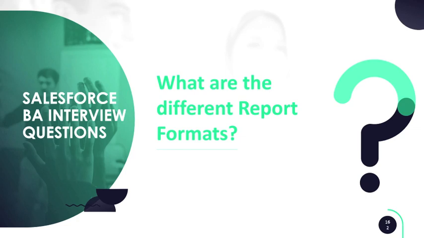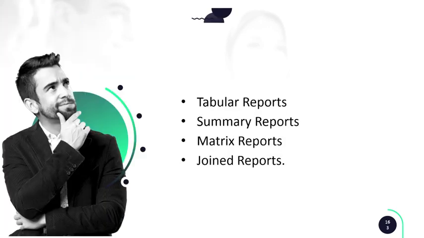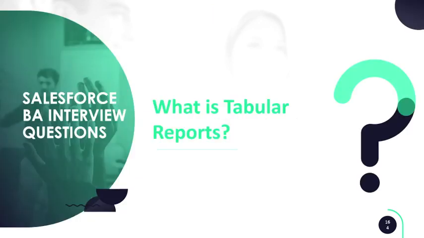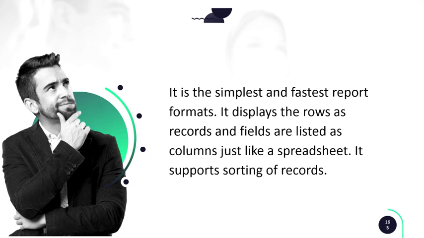Number 23. What are the different report formats? Tabular reports, summary reports, matrix reports, joined reports. Number 24. What are tabular reports? It is the simplest and fastest report format. It displays the rows as records and fields are listed as columns just like a spreadsheet. It supports sorting of records.